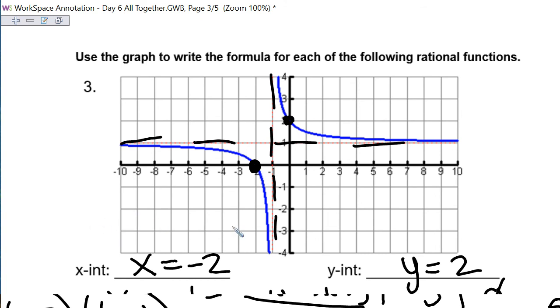Where it says function, on your assignment, yours will say f of x equals. So just keep that in mind. This is a functional equation. Now what we need to do is write our functional equation in factored form. So start with your x-intercept. How do you find the x-intercept? You set what equal to 0?